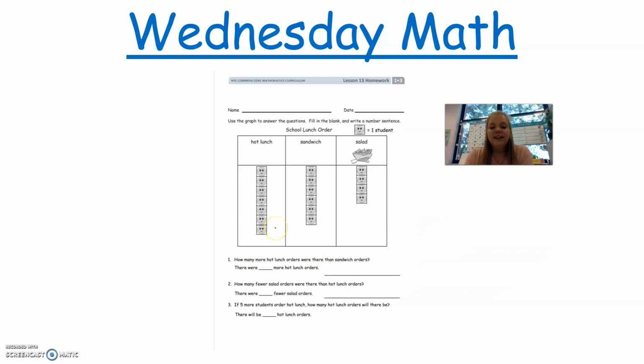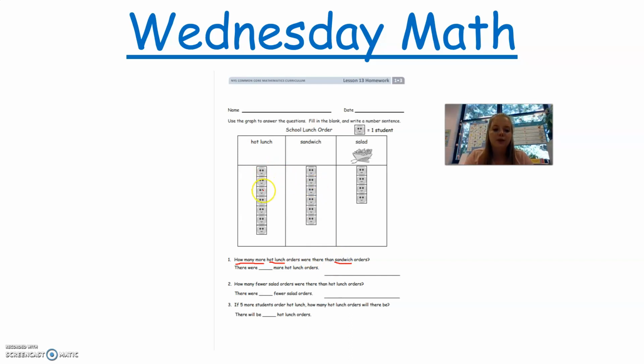Alright, so this one from the packet is also asking us a couple questions. In this one, kids ordered lunch. They could order hot lunch, sandwich, or salad. So we're going to use the graph to answer the questions, fill in the blank, and write a number sentence. Okay, the first one says, how many more hot lunches were ordered than sandwiches? Okay, so let's start with hot lunches.